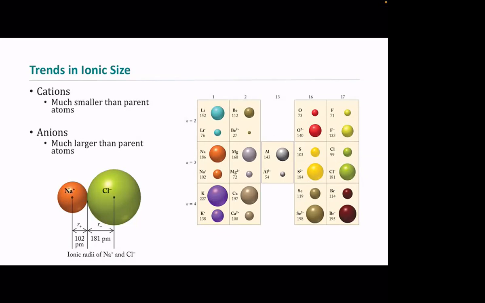Anions are gaining electrons. In that case, something like chlorine is not really adding an energy level, just adding an extra electron. But if you look at it, it's quite a bit bigger. Look at that. That's pretty darn big. So that's got to be all due to electron repulsions, right?